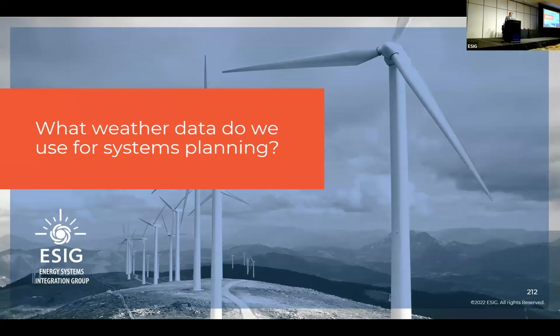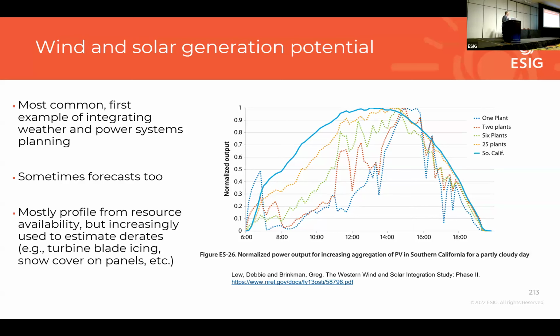So what are some of the weather data and how are they used in weather data sets? First and foremost, wind and solar generation potential. This might seem obvious, but it really is one of the first examples of using hourly time synchronous weather data in power systems modeling. Debbie, I'm not sure if you ever thought you'd see another Western Wind and Solar Integration slide here, but I do think this image is really important for what it did in changing people's perspective on renewables.